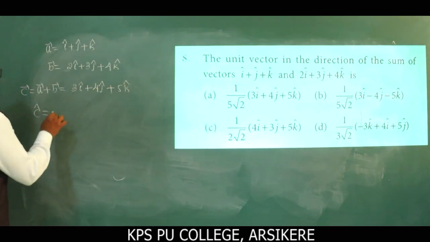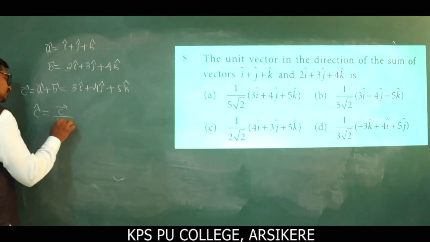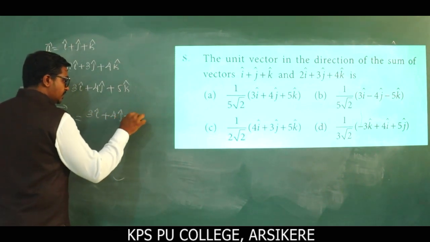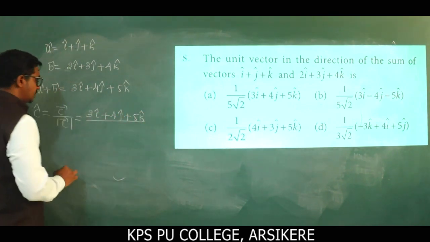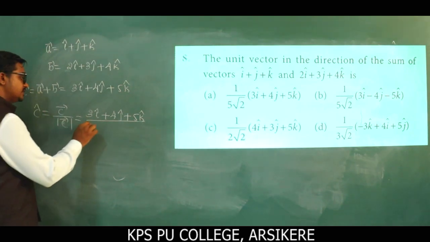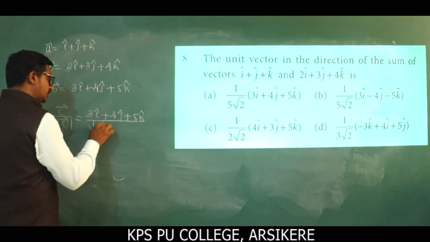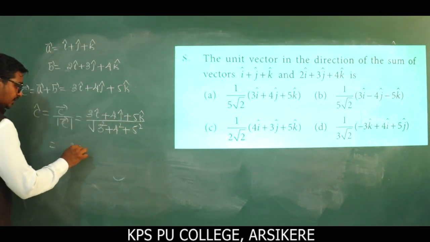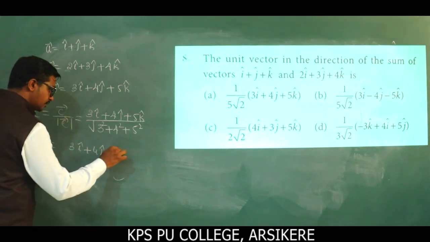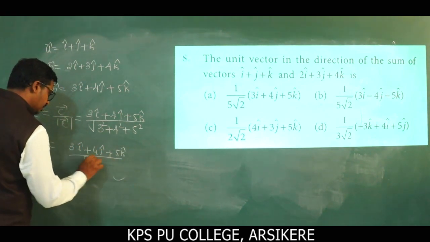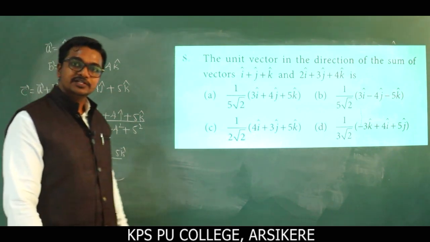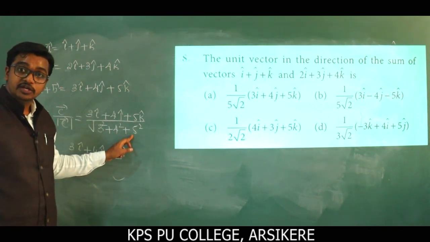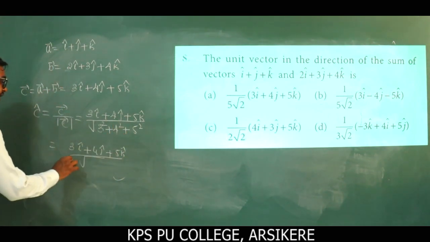That becomes c cap is equal to vector c divided by the magnitude of vector c. This is nothing but 3 into i cap plus 4 into j cap plus 5 into k cap, divided by the magnitude of vector c. This is square root of 3 square plus 4 square plus 5 square. This becomes 3i plus 4j plus 5k divided by square root of, 3 square is 9, 4 square is 16, plus 5 square. So 9 plus 16 is 25, 25 plus 25 is 50. Square root of 50 can be written as 5 root 2.